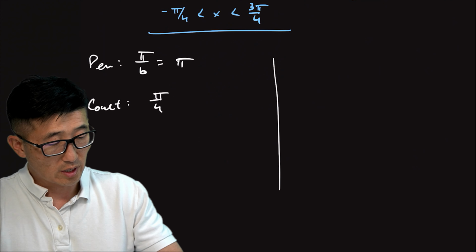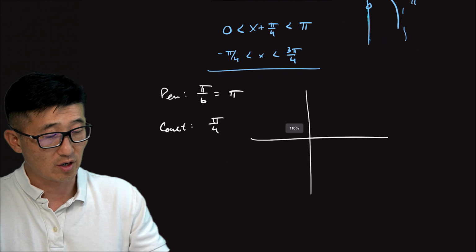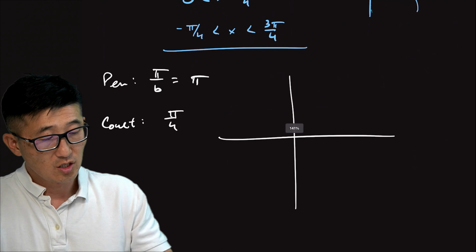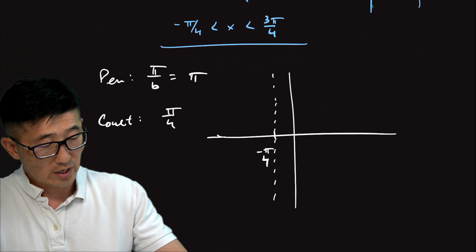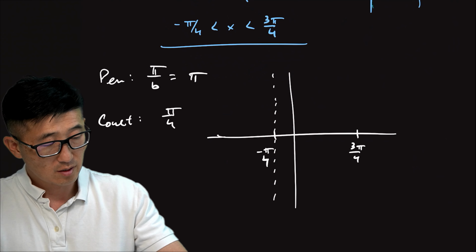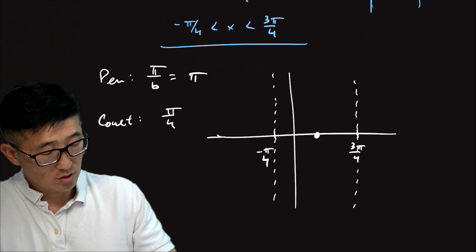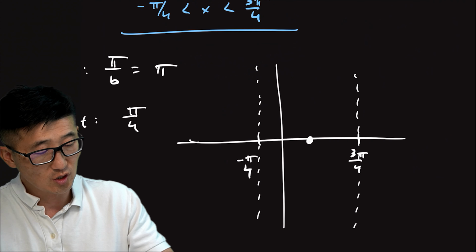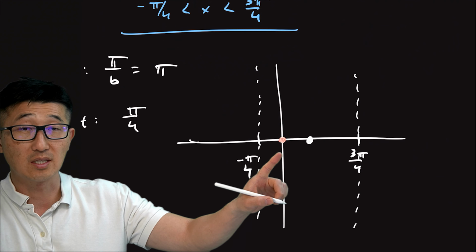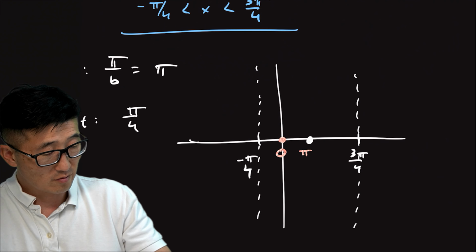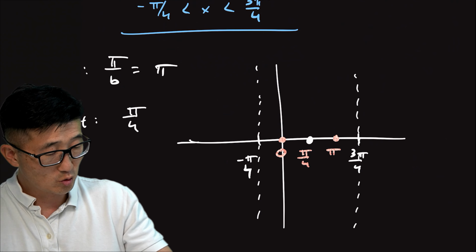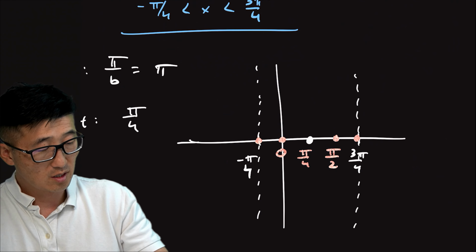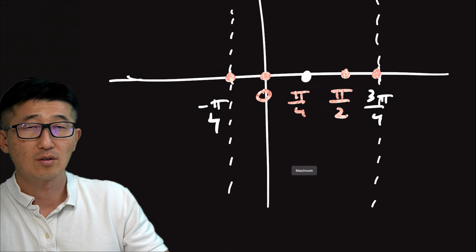Let's do all the numbers first and then graph it at the very end. The leftmost side is negative pi over 4, which we'll put right here. The rightmost side is 3 pi over 4. If I keep on adding by pi over 4, the first one I'm going to hit is 0, and then pi over 4, and then 2 pi over 4, which would be pi over 2. And there are my 5 dots.